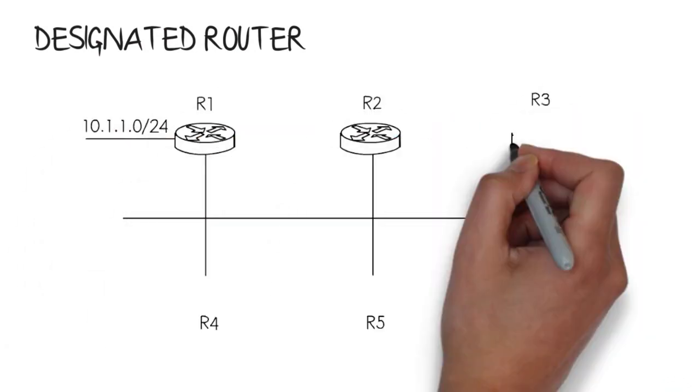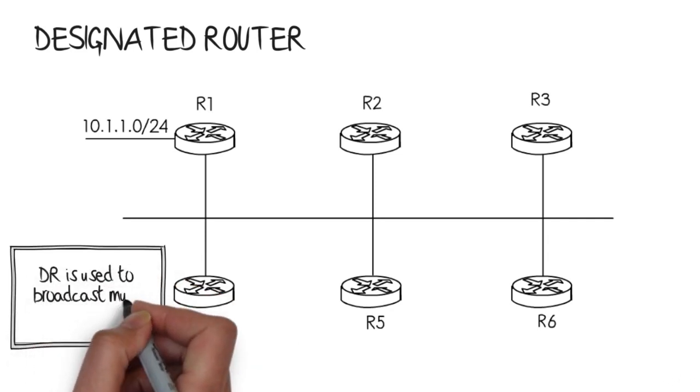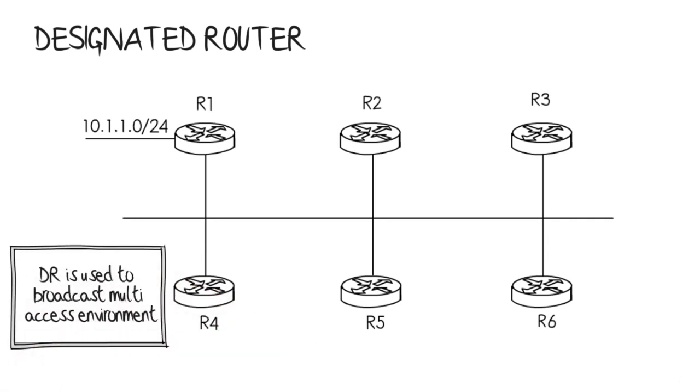Now let's talk about designated routers and backup designated routers. In this topology I have 6 routers connected to the same Ethernet segment. So assume that these 6 routers are connected to a switch or a hub, all sharing the same Ethernet segment. Designated routers or DRs are used on broadcast multi-access environments such as Ethernet and certain WAN implementations such as non-broadcast multi-access environments in frame relay.